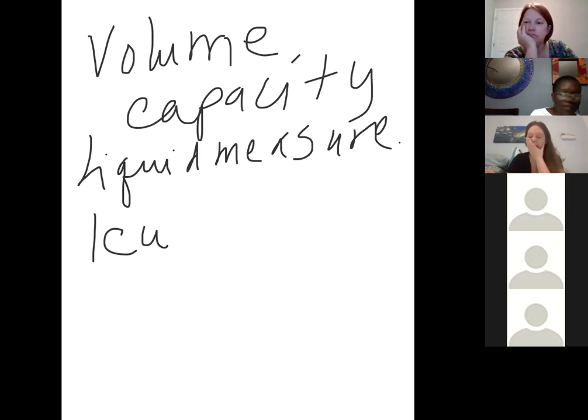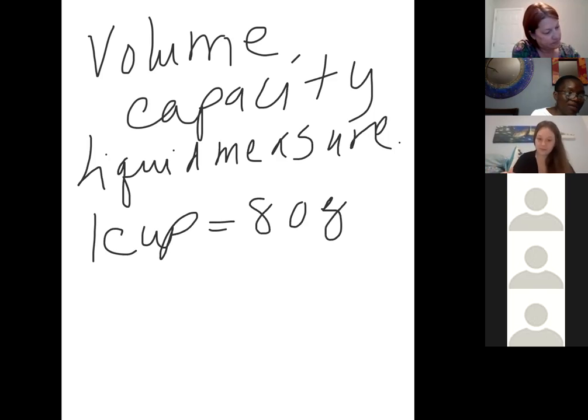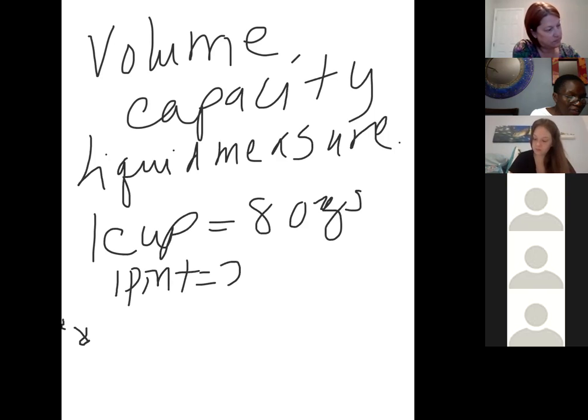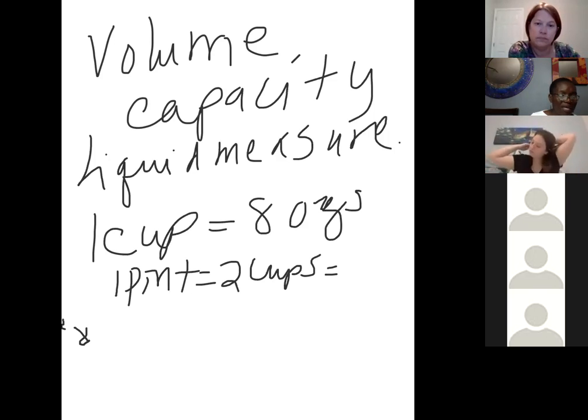1 cup is approximately 8 ounces, guys. And for those of you who are very comfortable around the kitchen, you will remember these, okay? Now, 1 pint is approximately 2 cups. Now, guys, quick question for you. If 1 pint is 2 cups and 1 cup is 8 ounces, how many ounces is in a pint? Anybody? 16. 16 ounces. Very good.